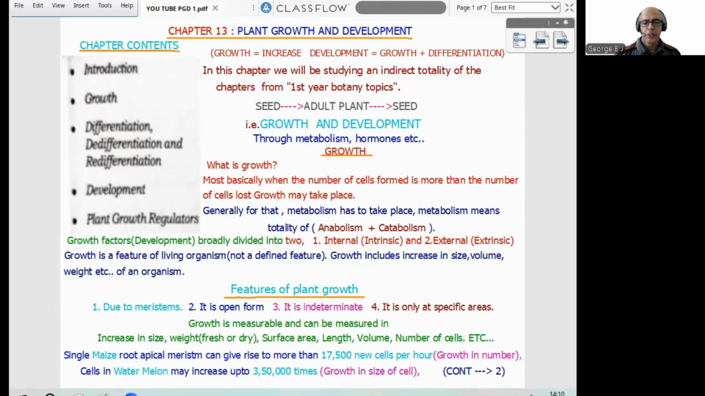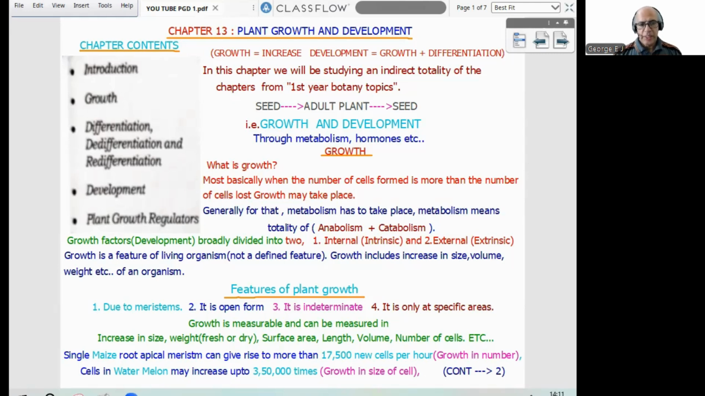What is growth? Most basically, when we define the term growth, it means when the number of cells formed is more than the number of cells lost, growth may take place. The reverse condition is called degrowth. And for growth to take place, metabolism has to take place. If life is there, metabolism will be there. And metabolism is the totality of anabolism and catabolism.